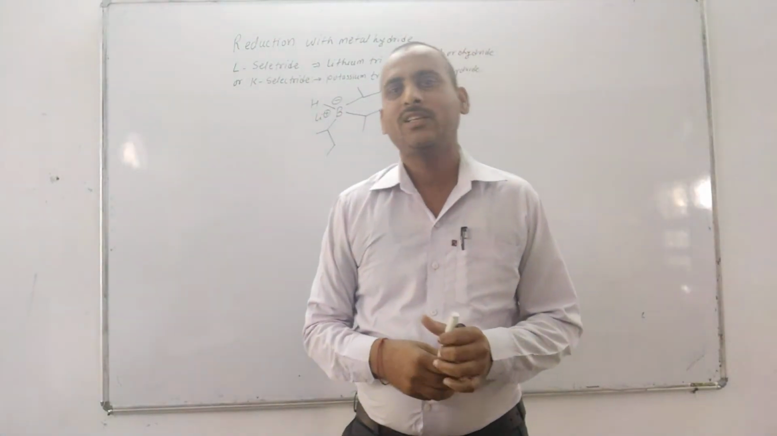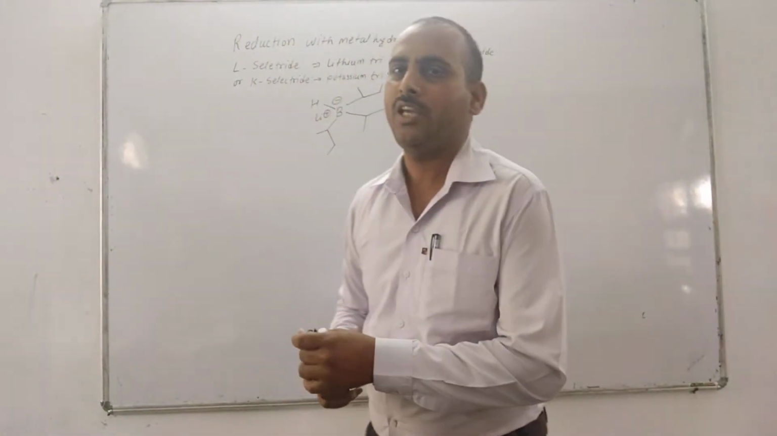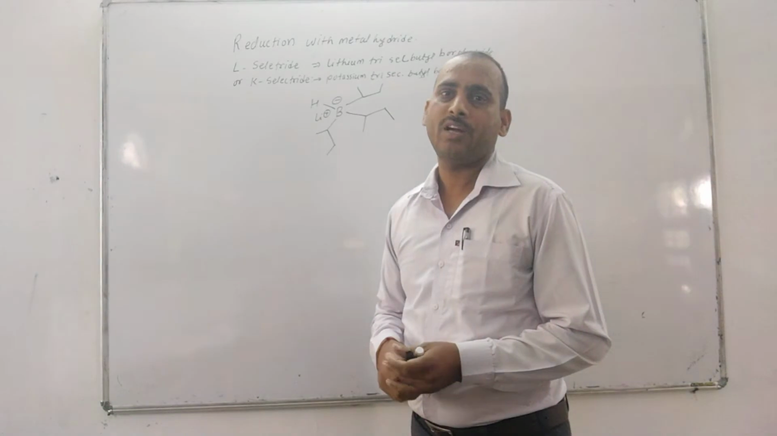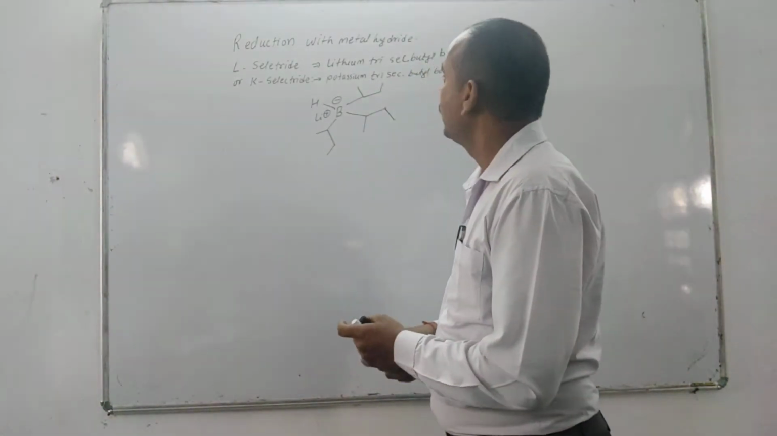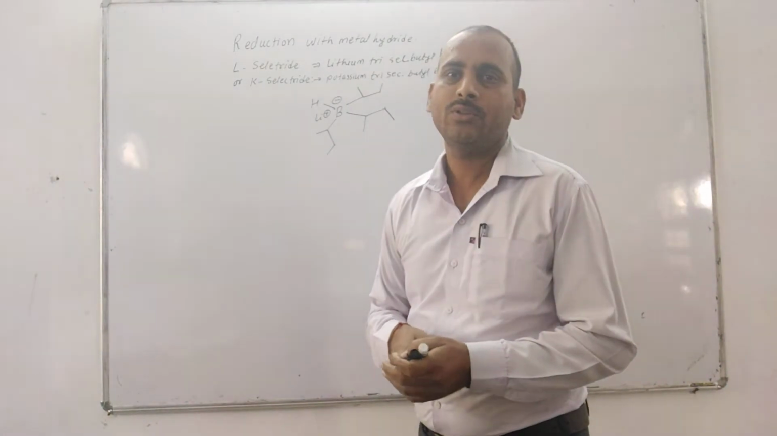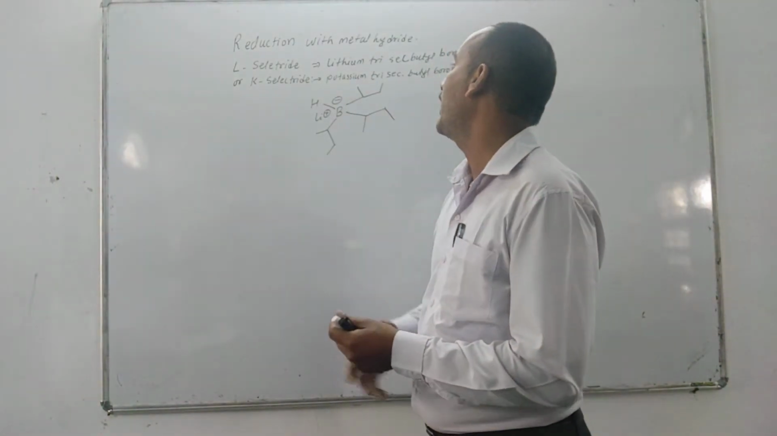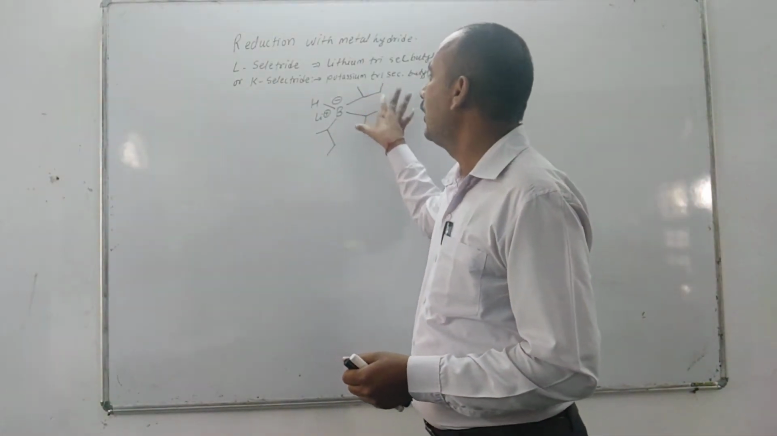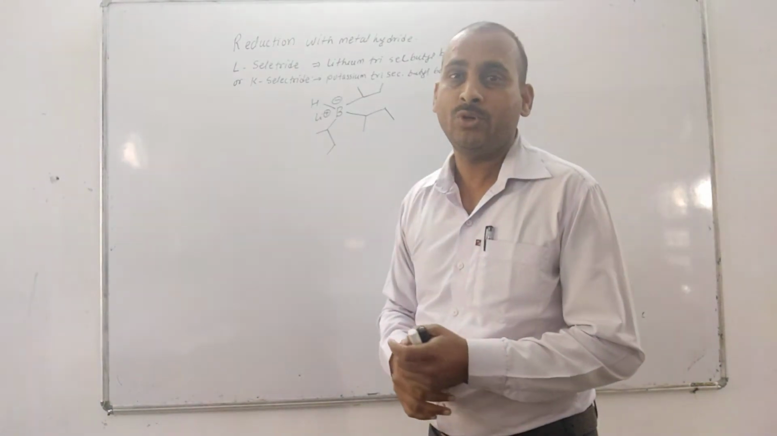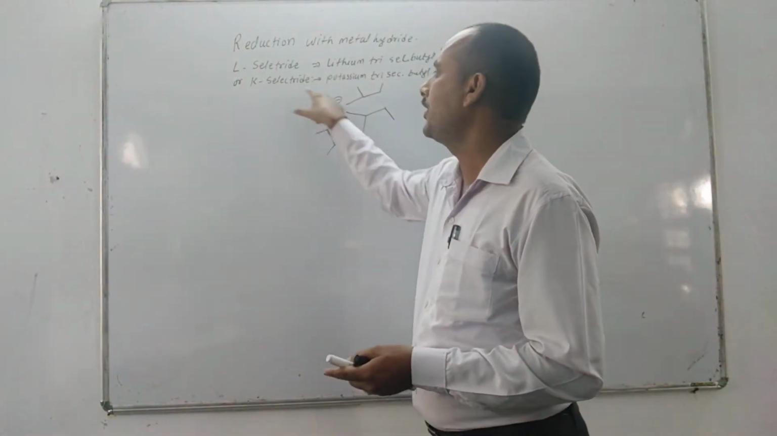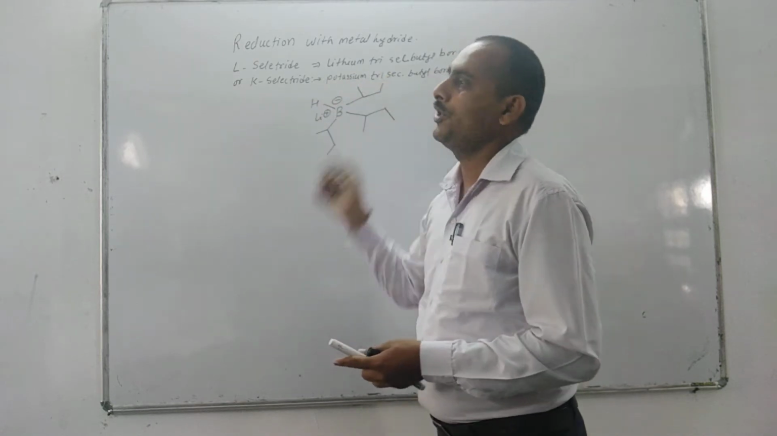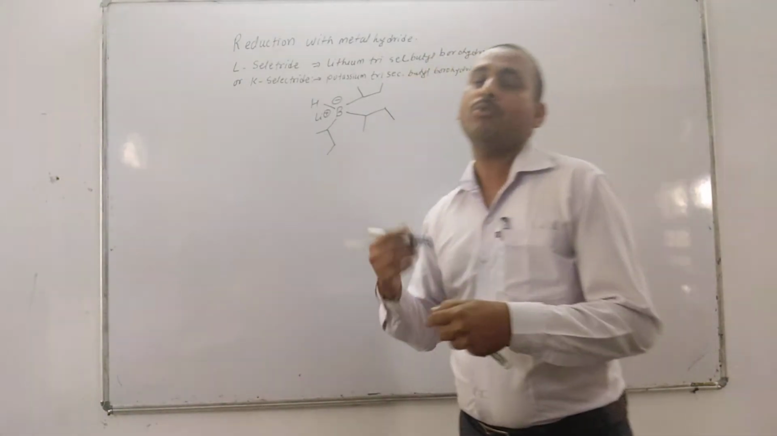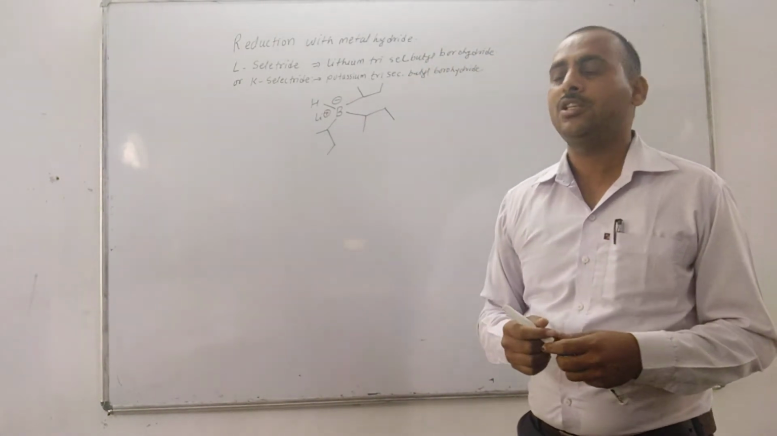Hello, good afternoon, friends. Today we start the next reducing agent, that is L-Selectride or K-Selectride, for the reduction of carbonyl groups. L-Selectride is also called lithium tri-sec-butylborohydride. This is the structure of lithium tri-sec-butylborohydride, and if there is potassium, then it is called potassium tri-sec-butylborohydride.